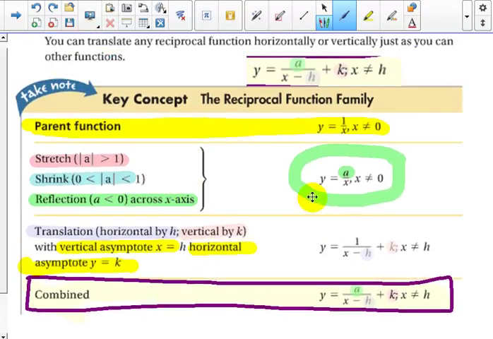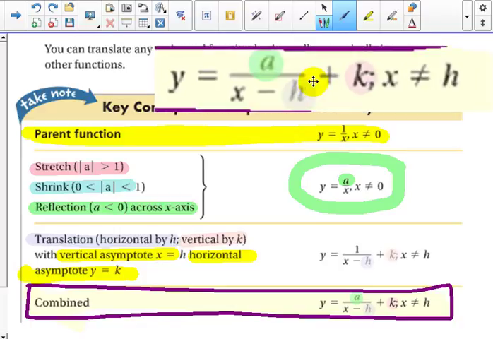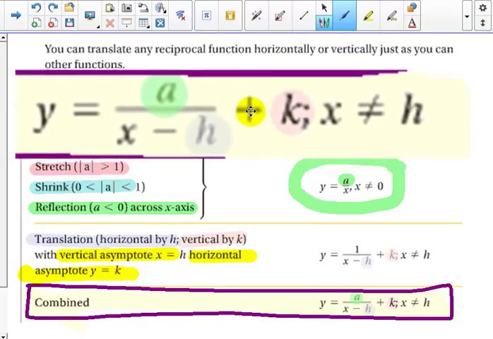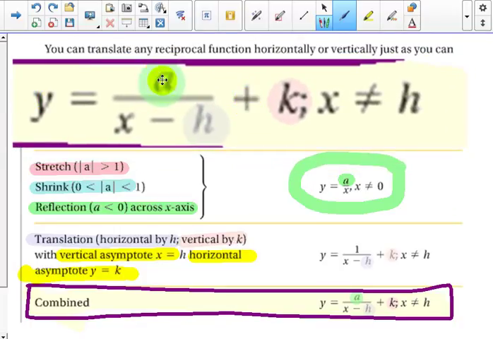Right? So our big formula here is right here. Y equals A over x minus h plus k. And x cannot equal h because that would make that denominator 0. So our A value is the shrink or the stretch, h is the horizontal movement, and k is the vertical movement. Okay? So that's our big formula.